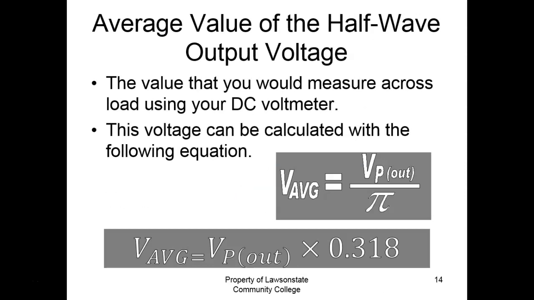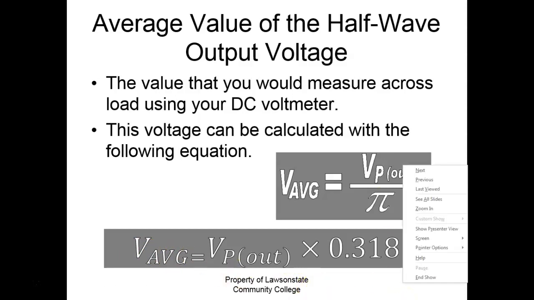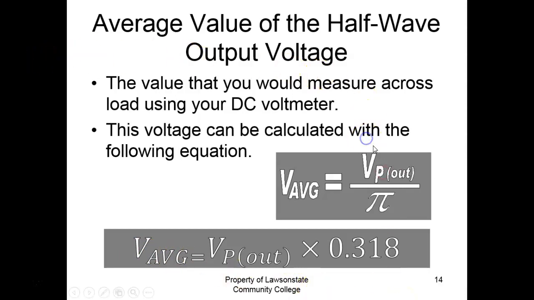By the way, some books say that V average is equal to V peak out times 0.318. Where did they get 0.318? All they did was go ahead and do the math for you. They took the reciprocal of pi. What's the reciprocal of pi? 0.318. Some books teach that, but they don't explain it.